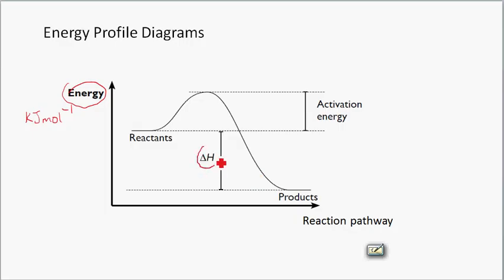Now, the difference in energy level between your reactant and your product is called delta H. So this is delta H, and it's simply the distance between your reactant and your product. And the difference between the energy content of the reactants and the highest point on your energy profile diagram represents your activation energy. So this represents your activation energy.